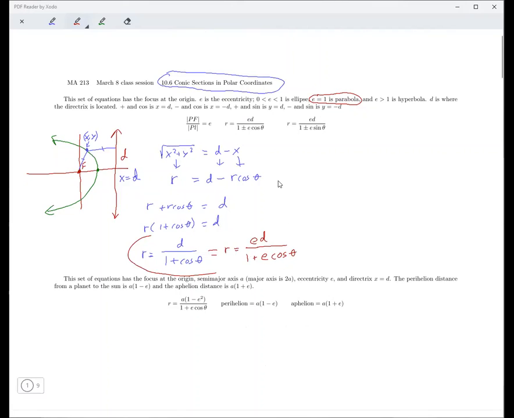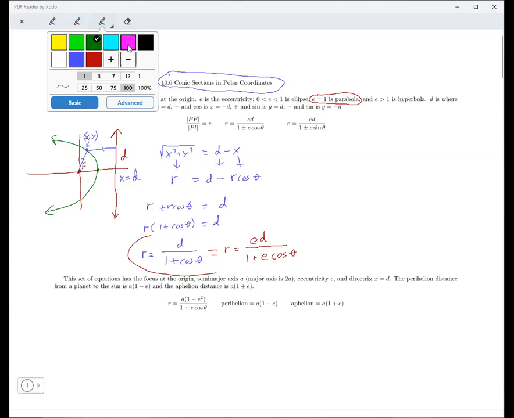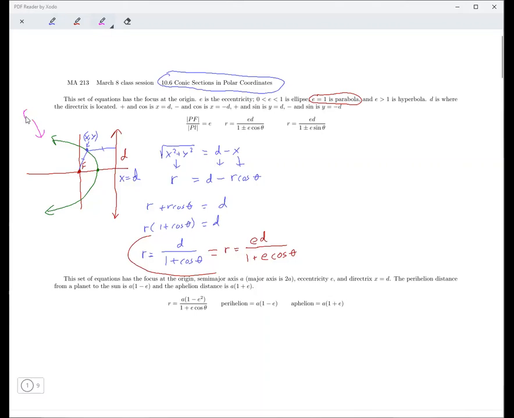Okay, so 1 plus e cosine theta. So there we go, right there. And so essentially, this example right here is this one right here. So it's this case, where e is 1, and it's the plus, not the minus.